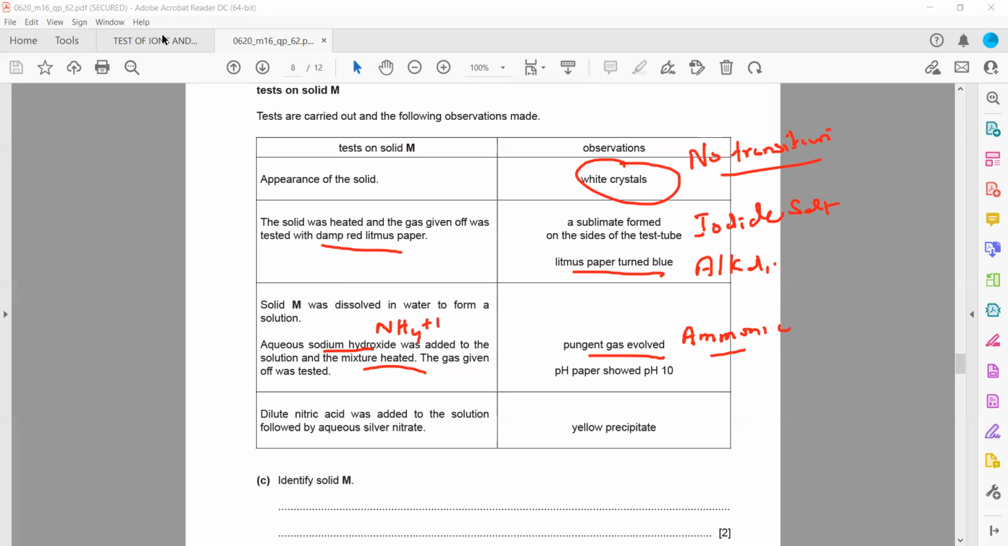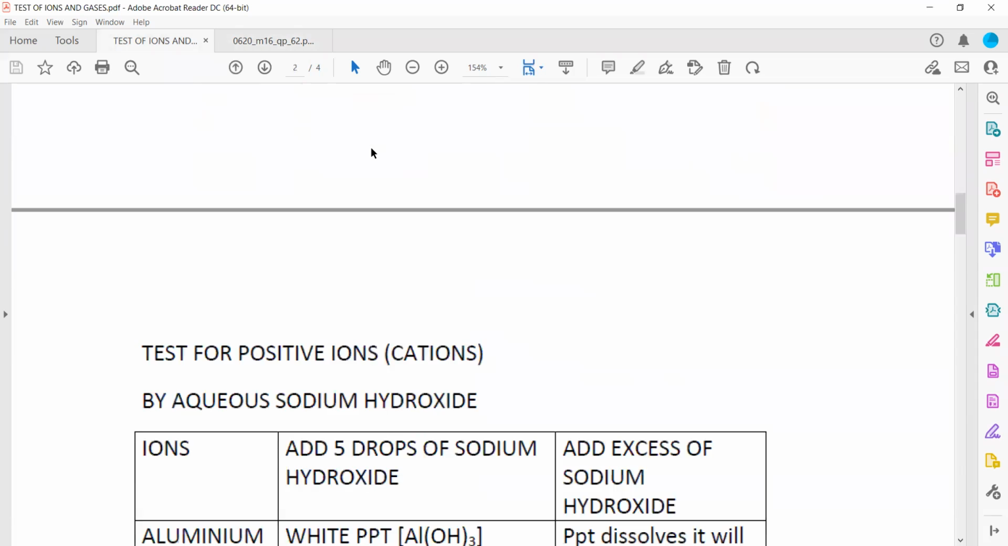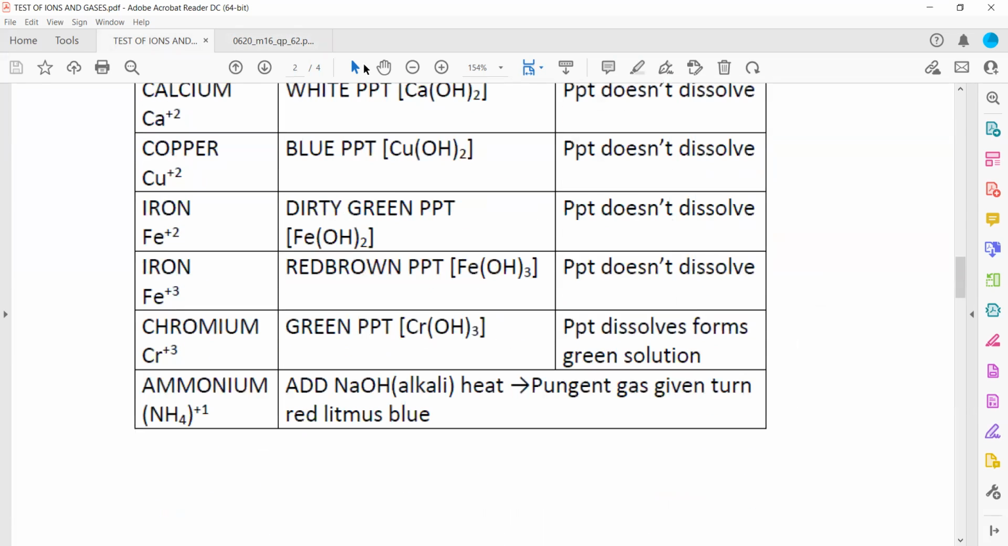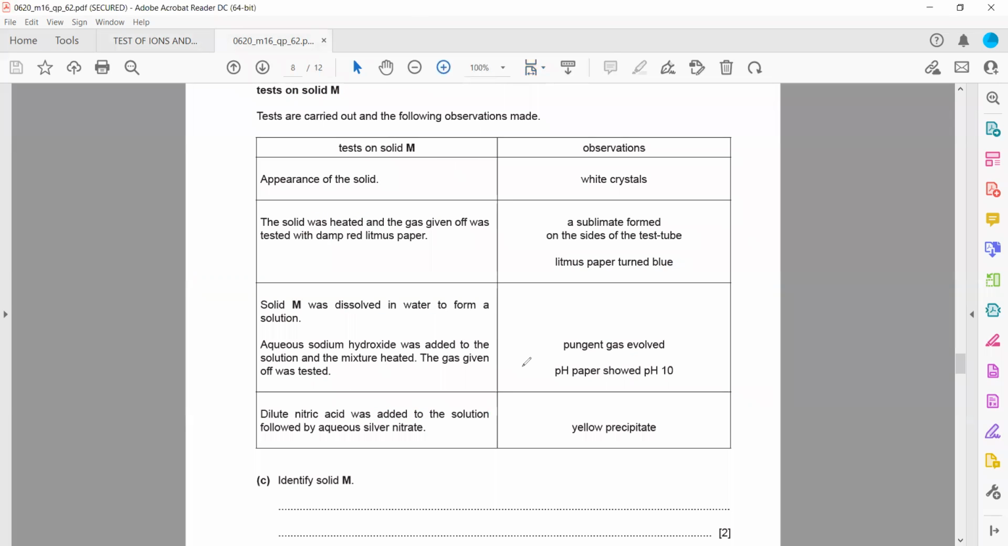As you can see here, this is a test for ammonium ion, meaning NH4+. So we add sodium hydroxide and heat. A pungent gas is given off, which will turn red litmus paper blue. If red litmus paper turns blue, it means that ammonia gas is there. Adding sodium hydroxide and heat gives an idea that this salt is an ammonium salt, because an ammonium salt with alkali gives off ammonia. And then nitric acid followed by silver nitrate will give a yellow precipitate.